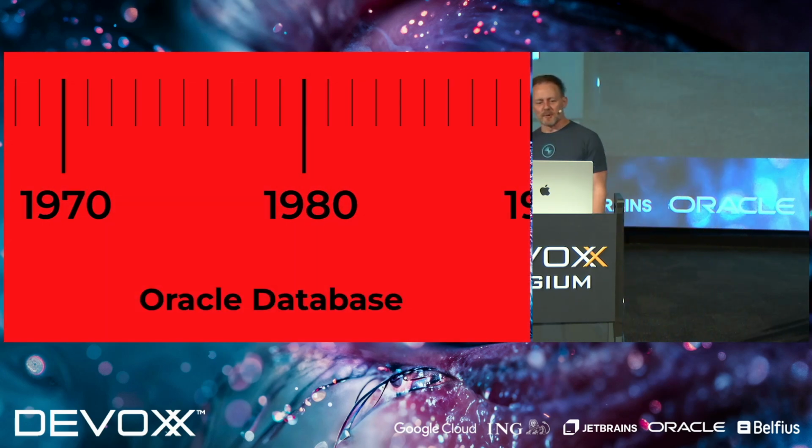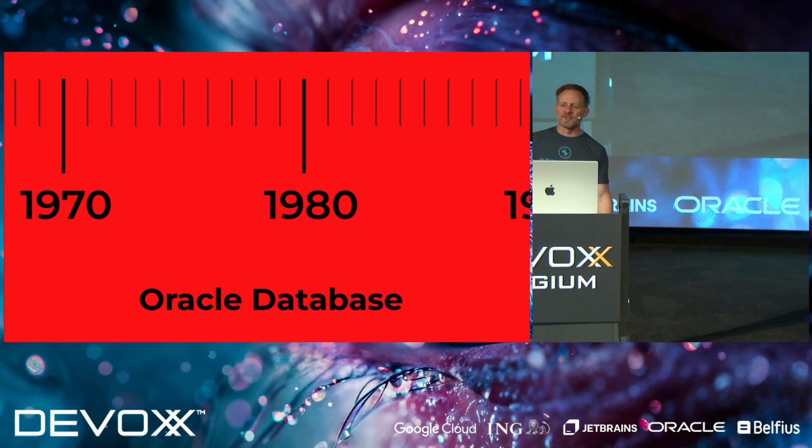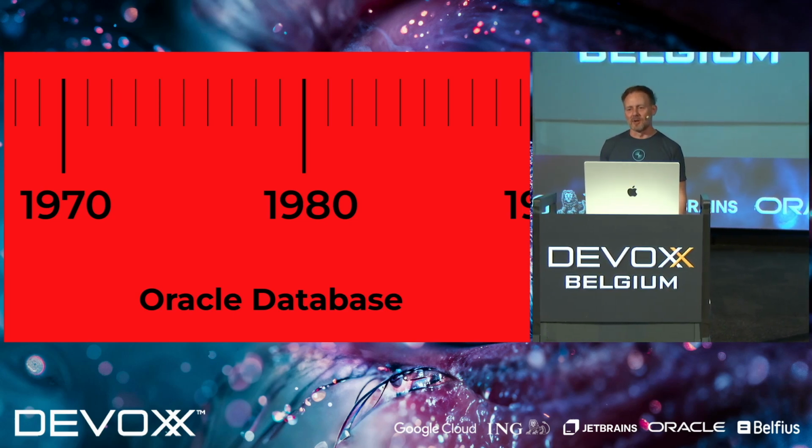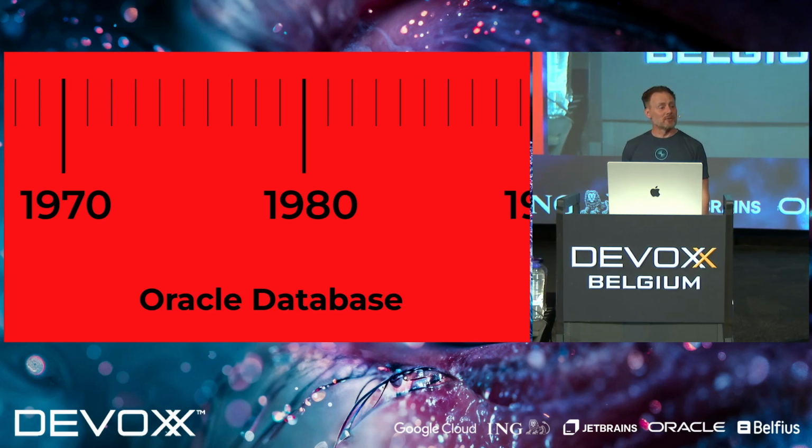This slide is red for reasons. And in 1979, Oracle is founded, and they have a product called the Oracle Database, which is based on the just 9-year-old relational model that Edgar Codd published in 1970.